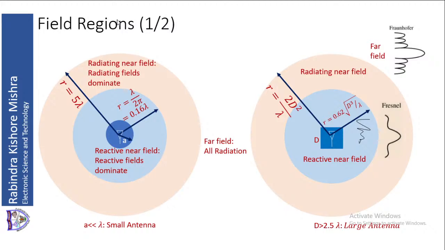Then away from that, that is R greater than 2D square by lambda, the field is called the far field, or Fraunhofer's field. There, the radiation pattern is well defined, and there is no loss as you keep moving around the field. So that is what it is for the field.